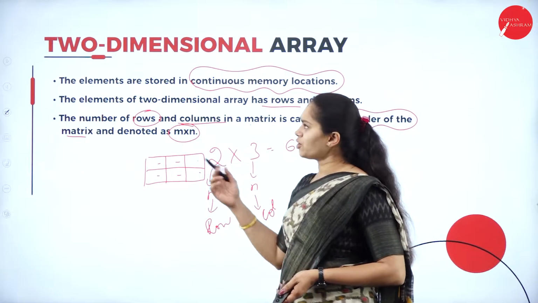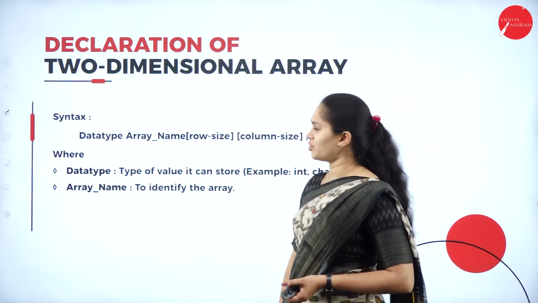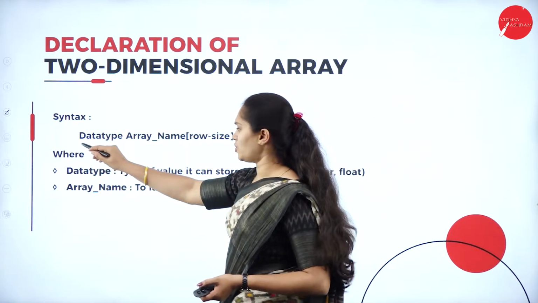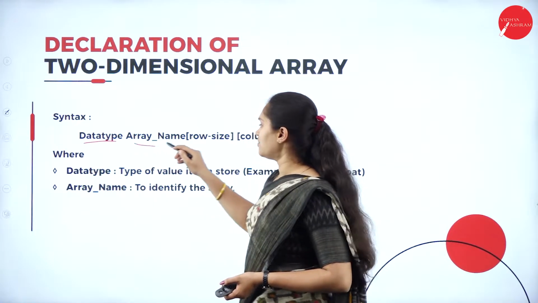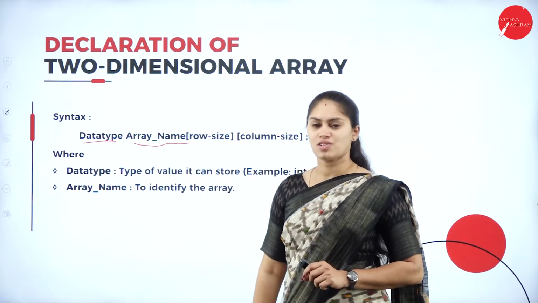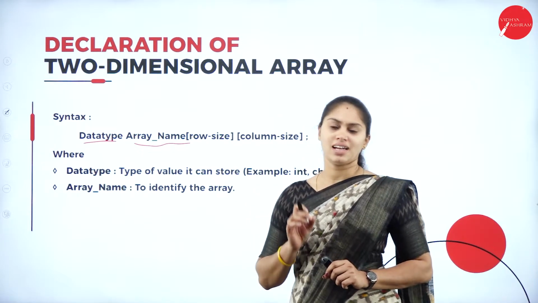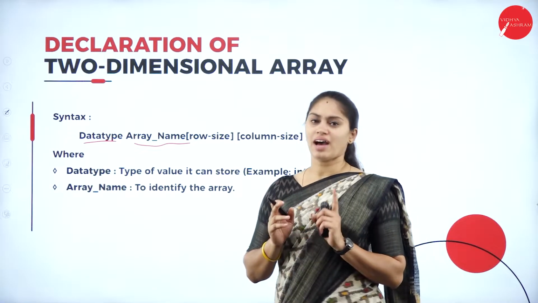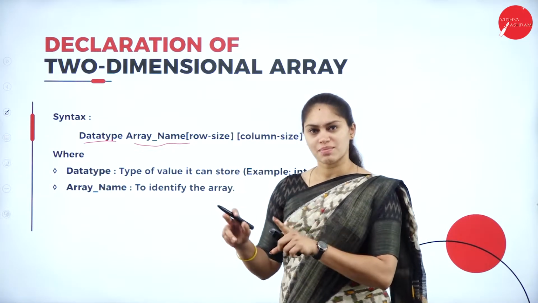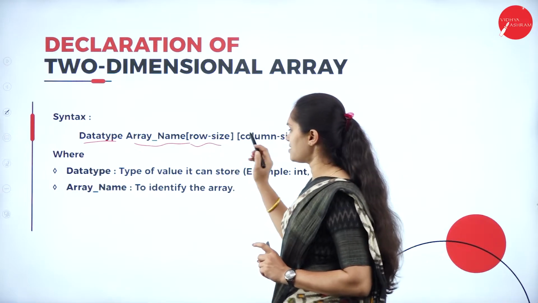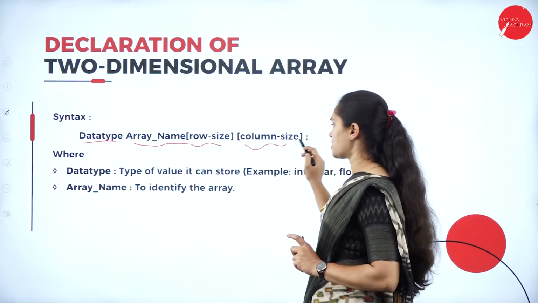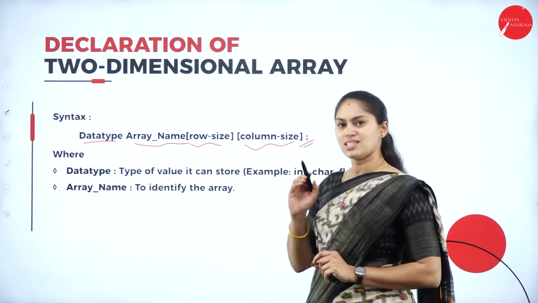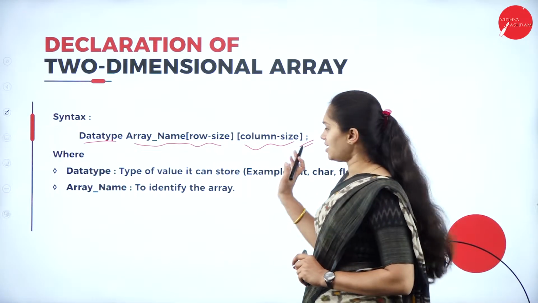Fine. And how we are going to do the declaration, that I am going to discuss now. As we did for the 1-dimensional array, here also I need to take a data type. Then we have to specify the name of an array. In order to identify the array, the name of an array is important, so you need to give a name. Then, instead of 1 subscript, we have 2 subscripts. The first subscript always represents the row size and the second subscript always represents the column size. At last, don't forget to put the semicolon to terminate the declaration.